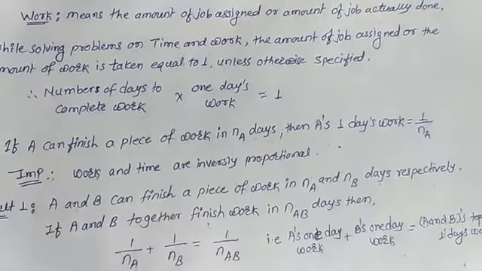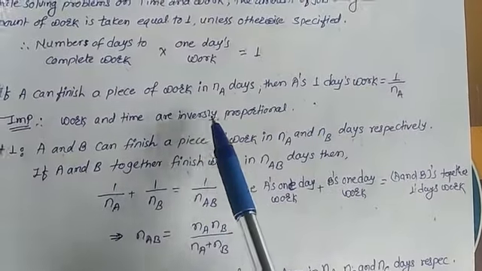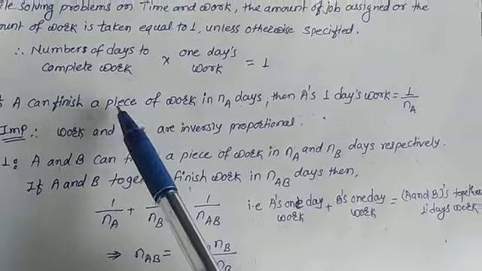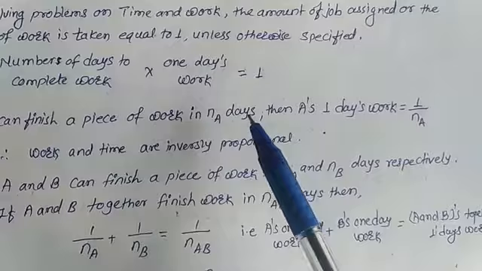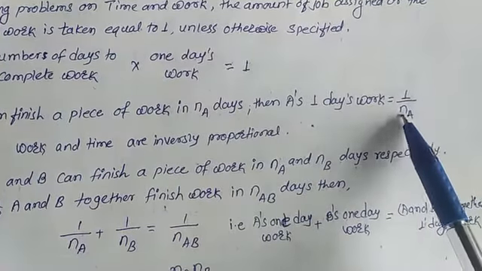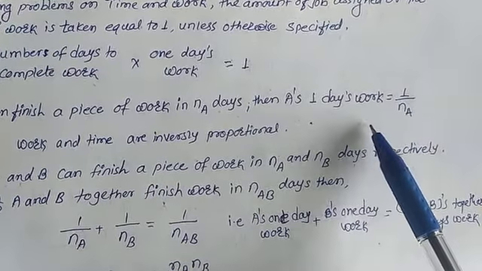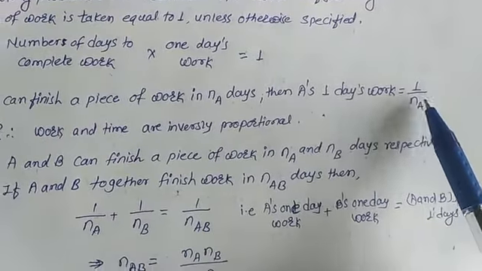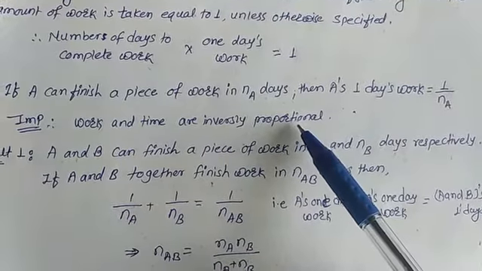From this you can see that time and work are inversely proportional. That means if A can finish a piece of work in n_A days, then A's 1 day work is equal to 1 upon n_A. Or you can say that n_A is equal to 1 upon A's 1 day's work. So work and time are inversely proportional.